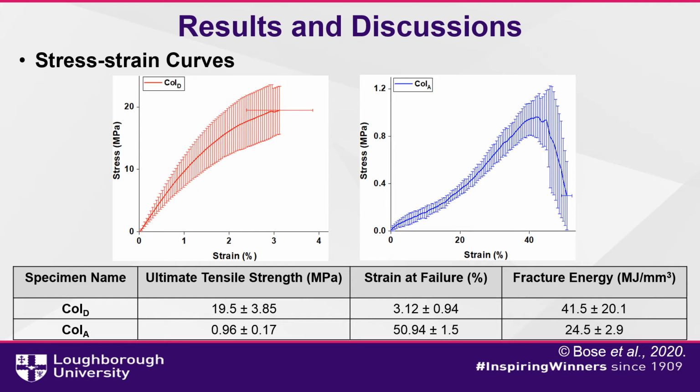The ultimate tensile strength dropped to 0.96 megapascals in COLA films as compared to 19.5 megapascals in COLD films. The fracture energy also reduced by 40% for in aqua conditions. Thus, it might be said that in aqua, the ductile deformation is enhanced. However, it is also accompanied by a severe reduction in strength and fracture energy.